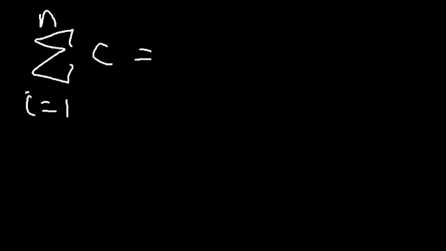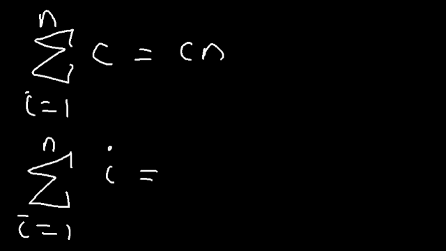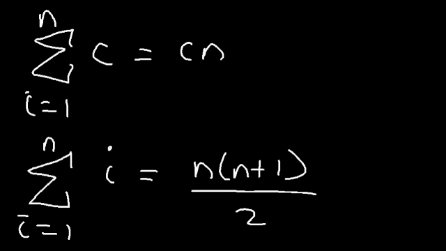Now there are some other equations that you need to know. For example, the sum of the constant c from the first term to the nth term is simply equal to c times n. The sum of i from i equals 1 to the nth term is going to be n times n plus 1 divided by 2. Make sure you write these equations somewhere because we're going to use them for the next two examples.